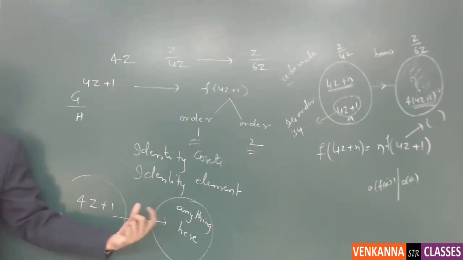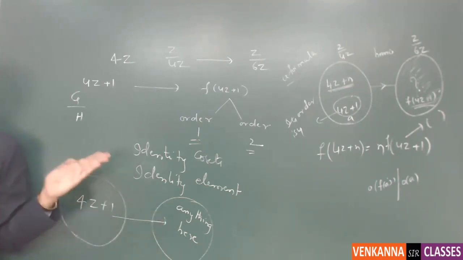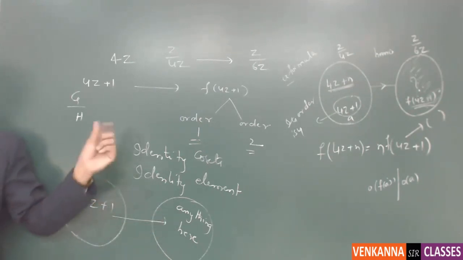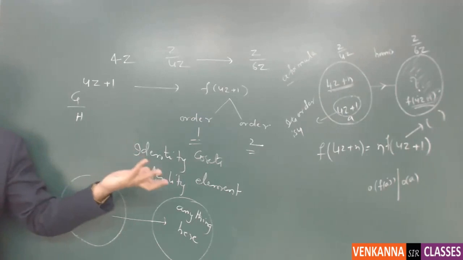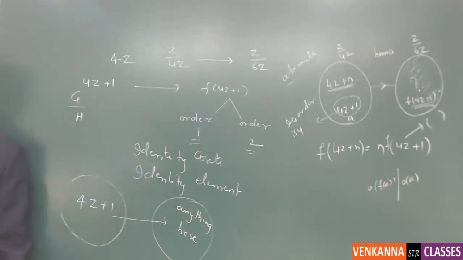That is the strategy. And whenever you take the quotient group, the denominator is nothing but the corresponding identity there. Does it make sense? Fine.